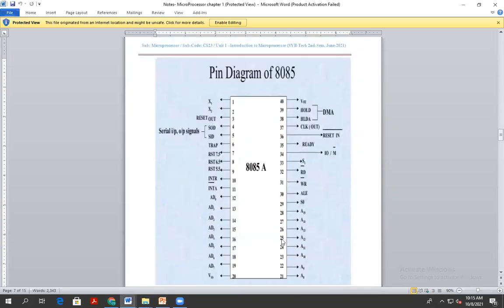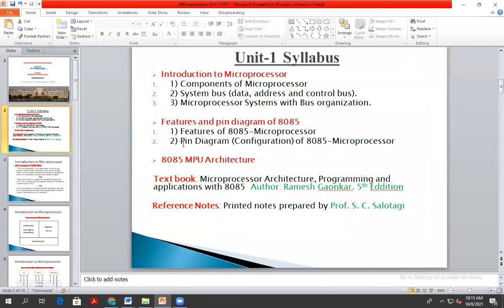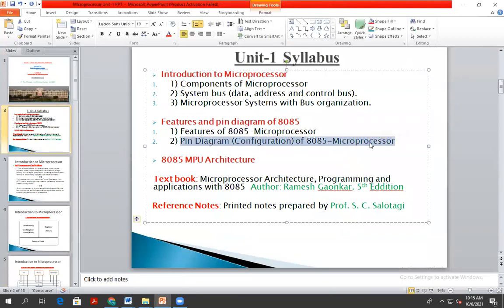So this is the point I had to cover today, that is the pin diagram or pin configuration of the 8085 microprocessor. Totally all 40 pins I had to cover. Please recall it, please check it, the pin diagram. If anything is remaining that you want explained, ask.